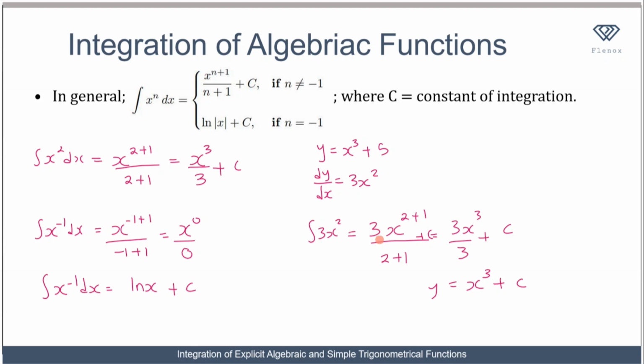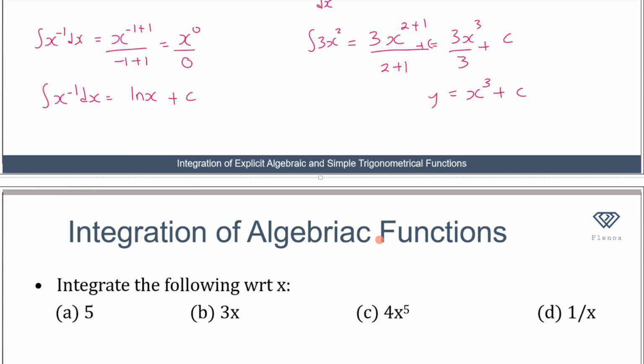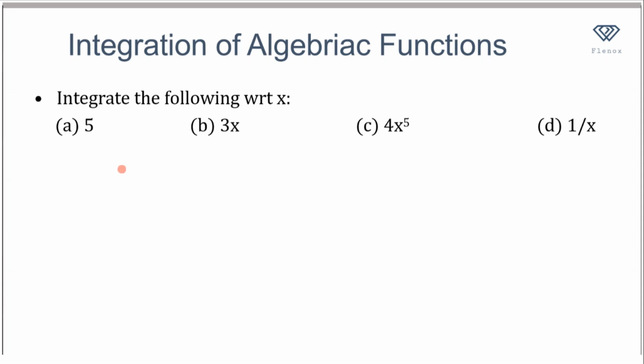So let's try to apply these formulas to integrate some simple functions. We are asked to integrate the following with respect to x. The first one, we are told to integrate just 5, and 5 is a constant. So 5 can also be written as 5x raised to the power 0, because you know that anything raised to the power 0 is 1. So it's the same thing as 5 times 1.